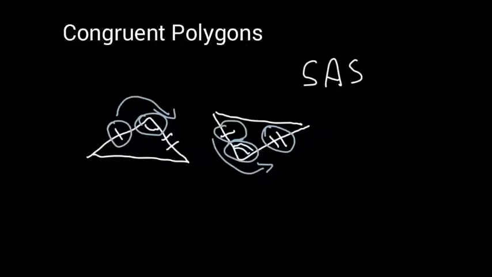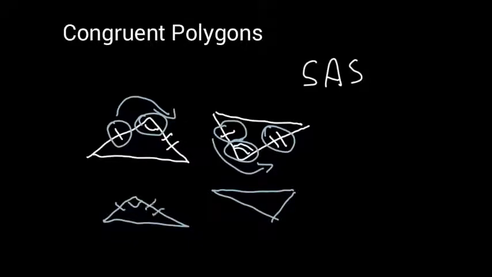So let's draw some that are. We want side angle side, so side angle side. So corresponding side over here, side angle side. So those ones are congruent based on side angle side.